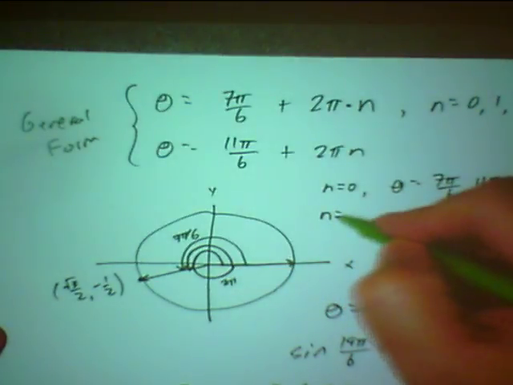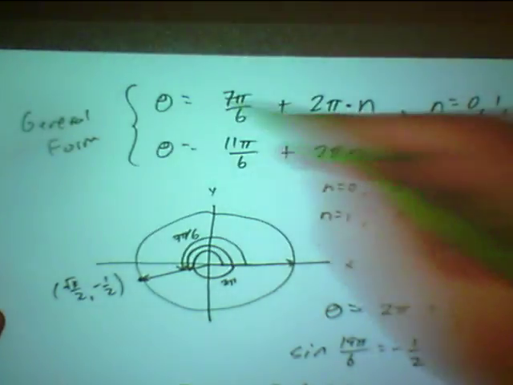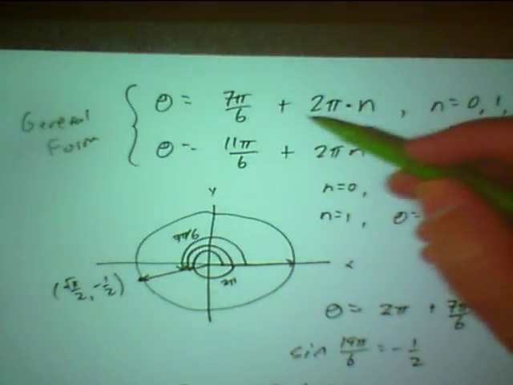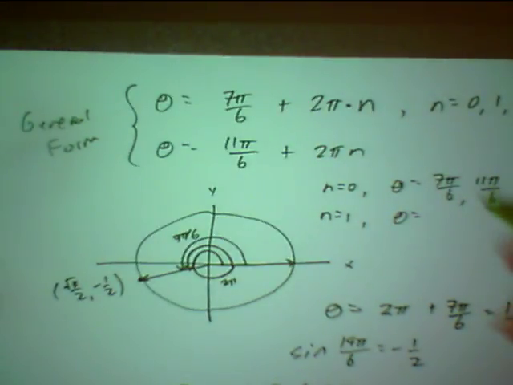What happens when I set n equal to 1? Well then, my solution for the first equation, if n is 1, I have 7 pi over 6 plus 2 pi, and I did that earlier, and that equals 19 pi over 6. But if you look at it, 19 pi over 6 is larger than 2 pi. So all of a sudden I've got an angle that's outside of the range I'm looking for, 0 to 2 pi. So that is not going to be a solution.